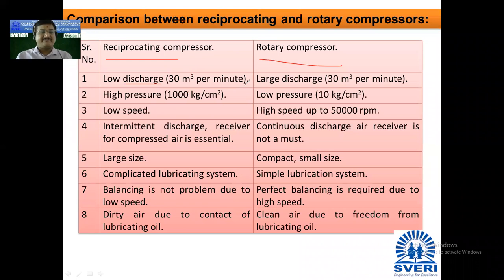म्हणजे एका मिनिटामध्ये जर तुम्ही 30 meter लांब, 30 meter रुंद आणि 30 meter उंच अशी एखादी खोली तयार केली, तर त्या खोलीला भरायला रेसिप्रोकेटिंग कॉम्प्रेसरला किती वेळ लागतो? 1 minute लागतो फक्त. ओके, आणि हियर देअर इज अ स्मॉल मिस्टेक. Rotary compressor can provide the large discharge, 10 times more.